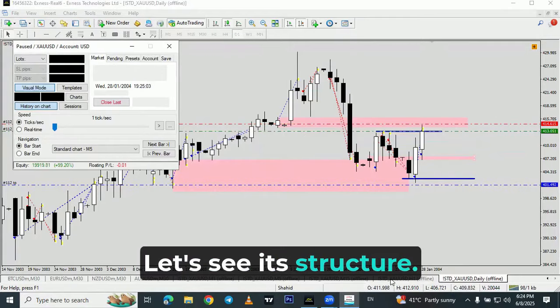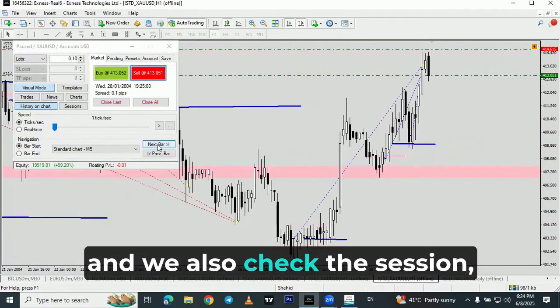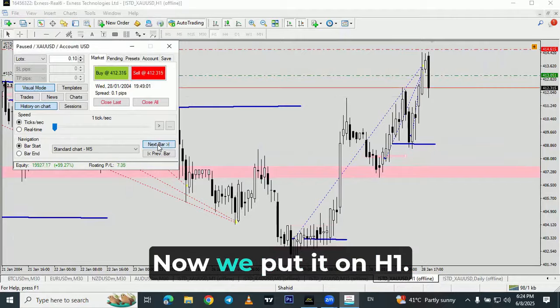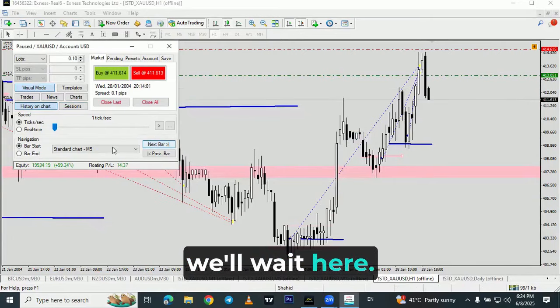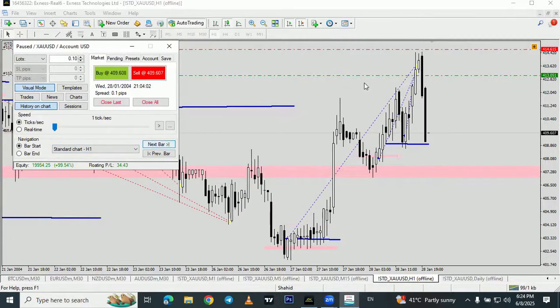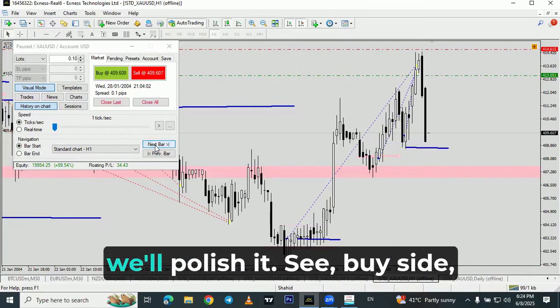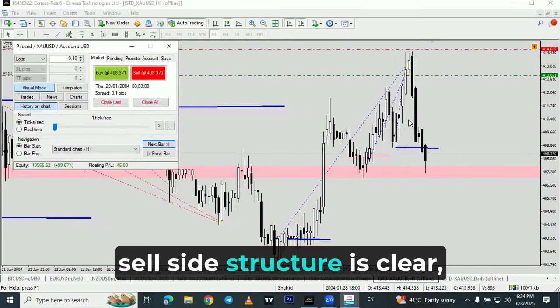Let's see its structure. The market is bearish and we also check the session, which is a perfect session. Now we put it on H1. Look at H1, buy side and sell side. We'll wait here. After buy side and sell side, we'll polish it. See, buy side, sell side structure is clear.